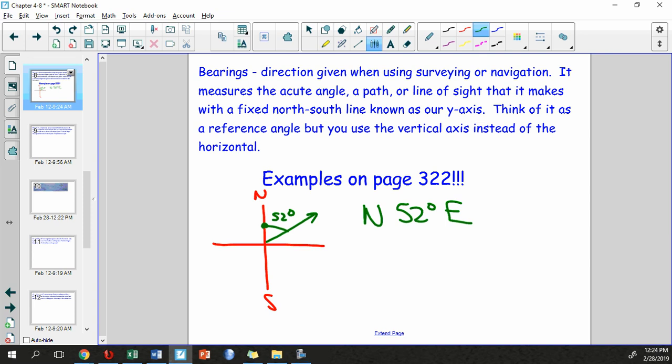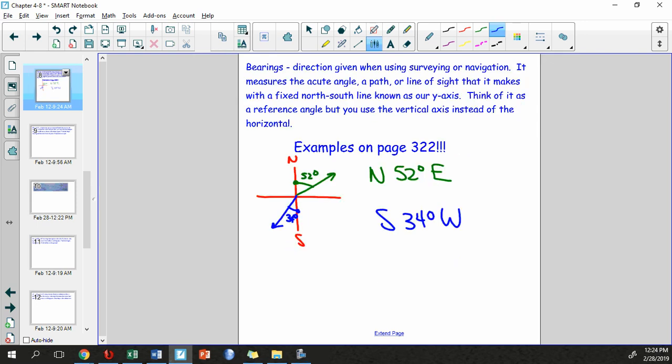If I was going south, let's say 34 degrees west, I would start on the south axis. You with me? And then I would go toward the west 34 degrees. So this would be 34 degrees between the angle and the south axis. Yes?